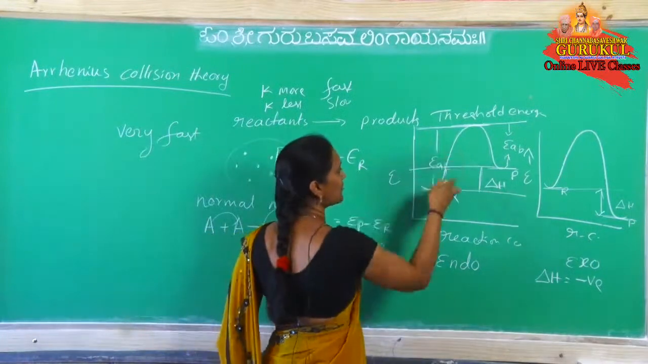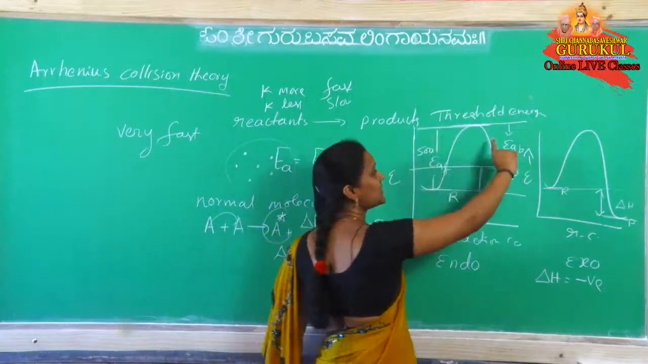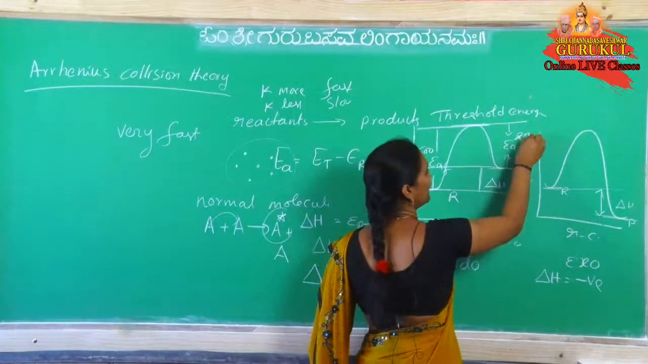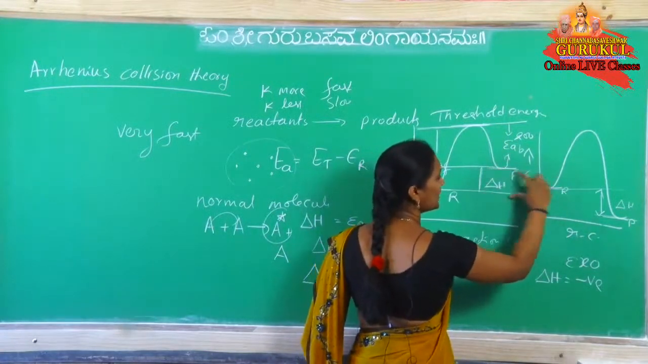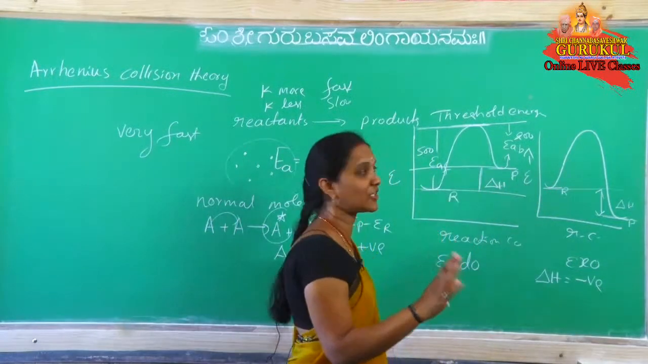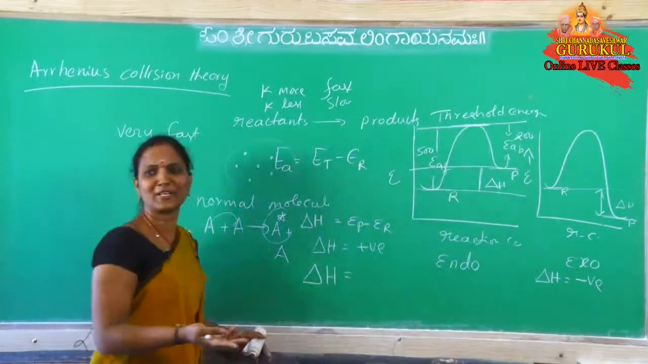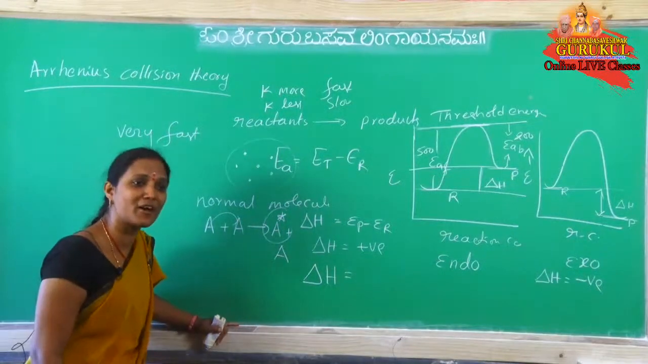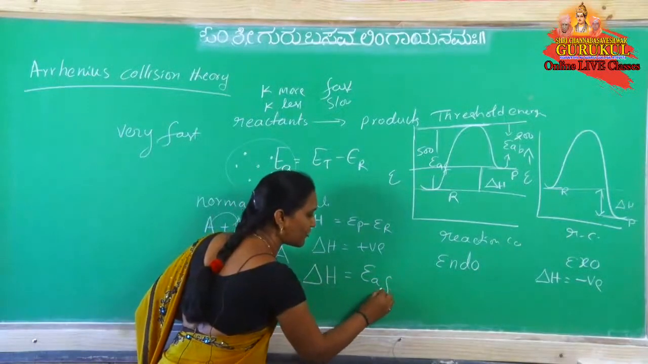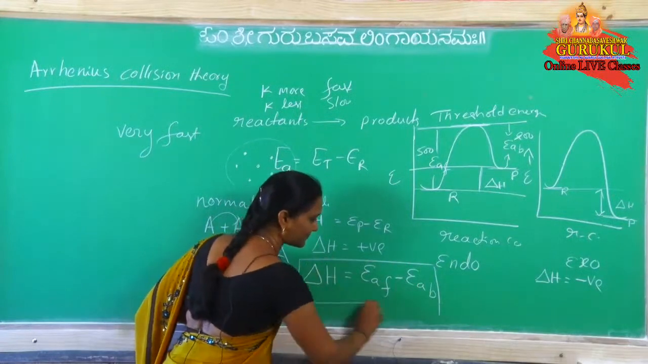Here the activation energy of the forward reaction is more, for example 500, and the activation energy of the backward reaction is less, for example 200. Now delta H must be positive because the given reaction is endothermic. How to get positive? 500 minus 200 or 200 minus 500? Definitely 500 minus 200. So the formula to find delta H is: delta H is equal to activation energy of forward reaction minus activation energy of backward reaction.